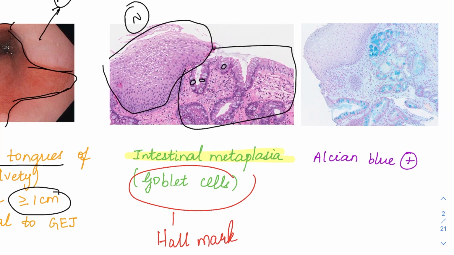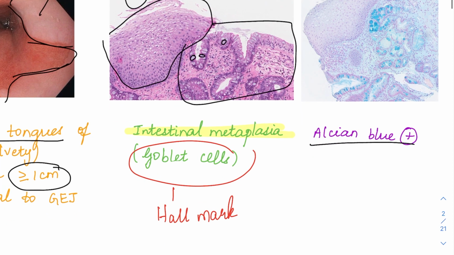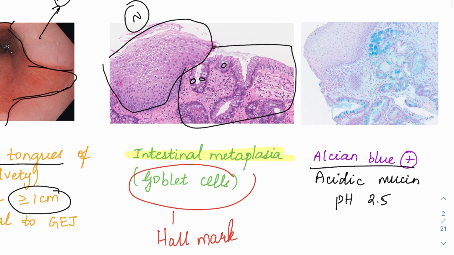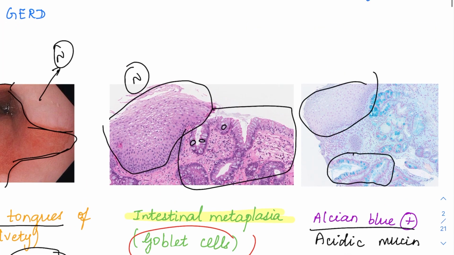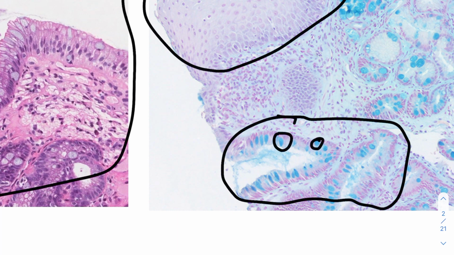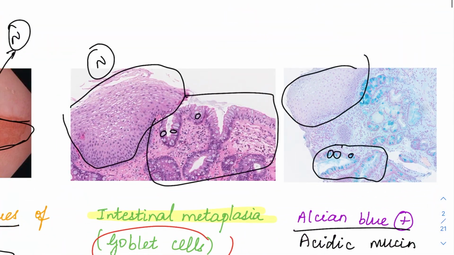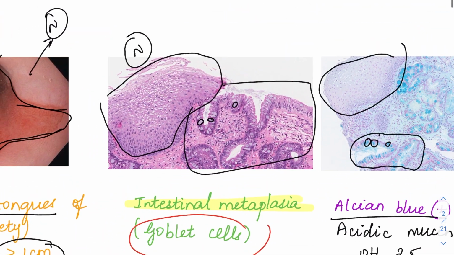How do you confirm that it is Barrett's esophagus? You can apply a stain called Alcian blue. Alcian blue is a stain which will stain the acidic mucin produced by the goblet cells, and here it uses a pH of 2.5, a very acidic pH. At pH 2.5, it will stain the acidic mucin as light blue. Here again you see the squamous lining, and these are the intestinal fossa in which you can see these light blue colored areas staining the goblet cell mucin. So Alcian blue can be used to confirm the goblet cells in Barrett's esophagus.